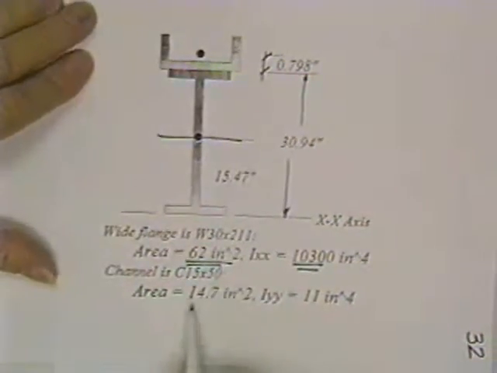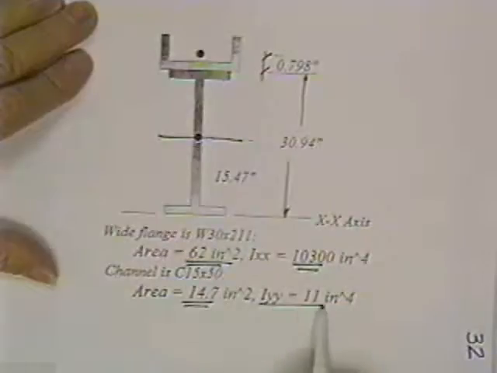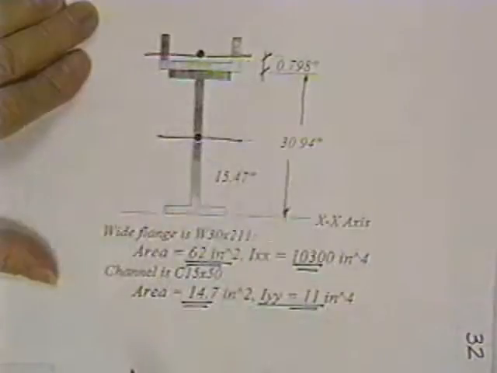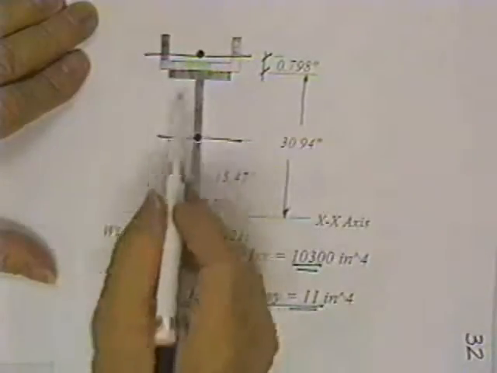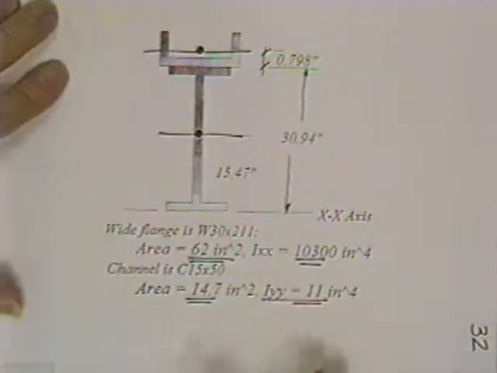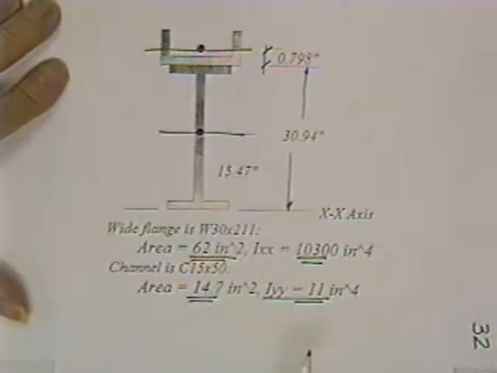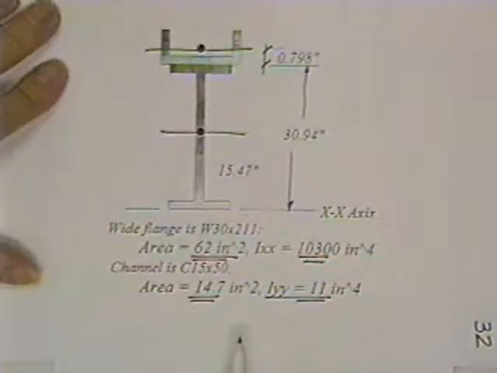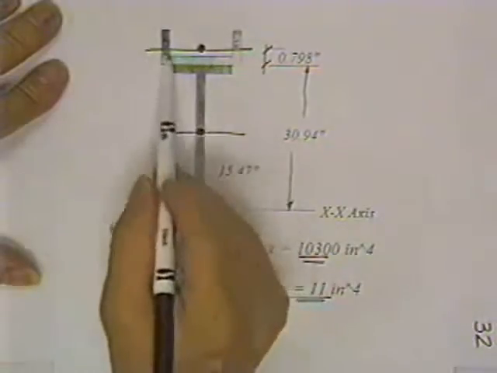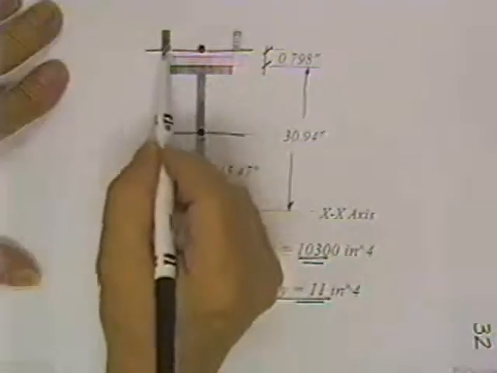The channel is a 15 by 50. It has this much area and it has this much moment of inertia about its own personal centroid. We intend to weld these two pieces together, locate the centroid, and locate the moment of inertia about that axis. You'd work it exactly like you did any of the rest of them, because now you know what this area is. That's all that's ever required, regardless of how strange it looks.